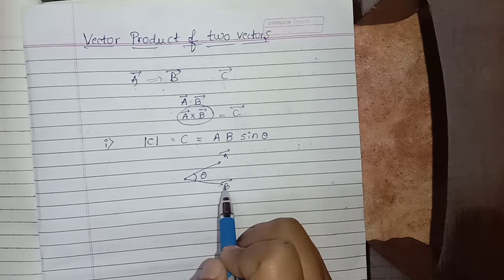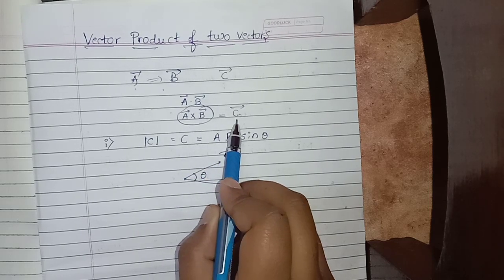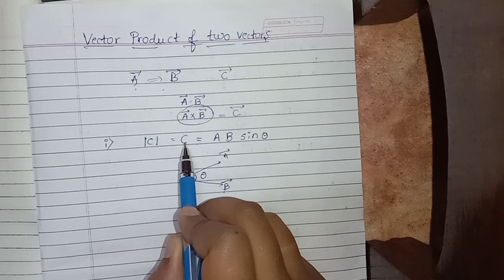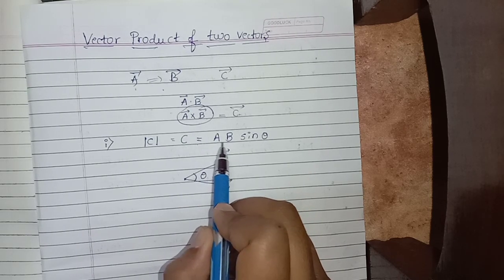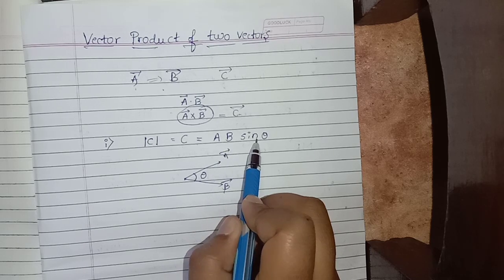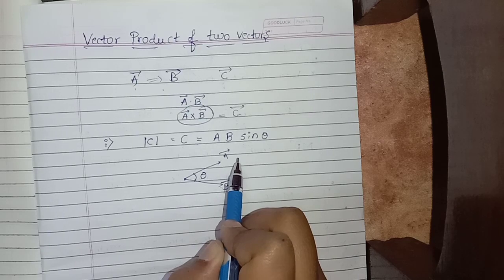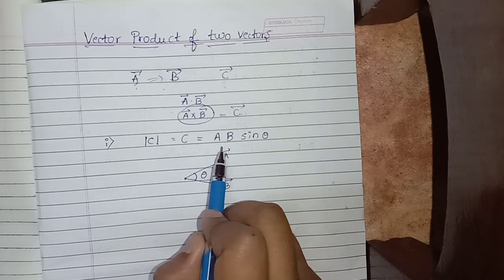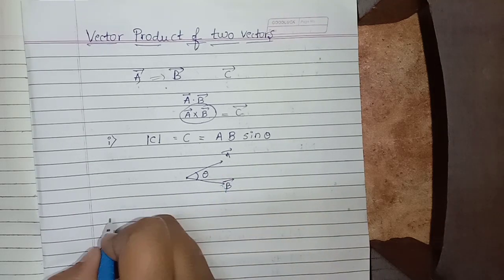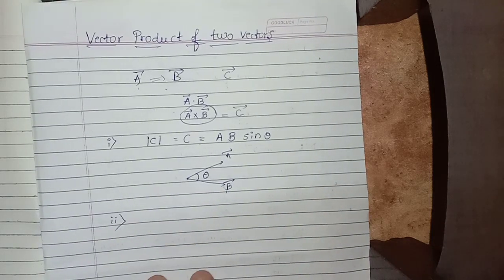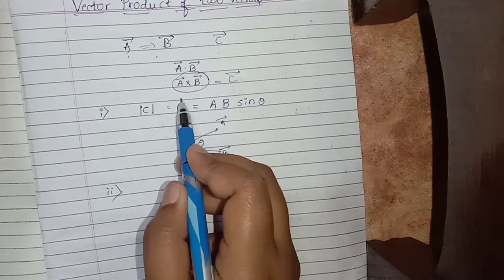Understanding? The vector product of two vectors A and B is one more vector C such that its magnitude is the product of the magnitudes of A and B and the sine of the angle between these two vectors, that is C equals AB sine theta. Okay, this is the first point. One more is, what is the direction of C? This was about the magnitude of C.